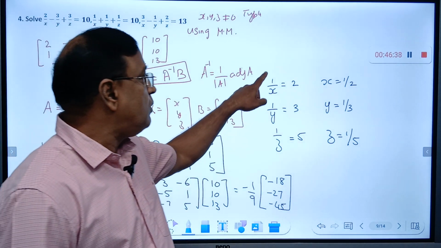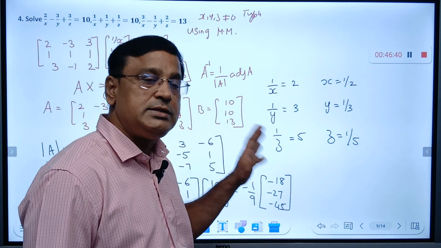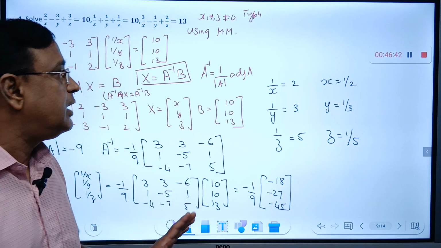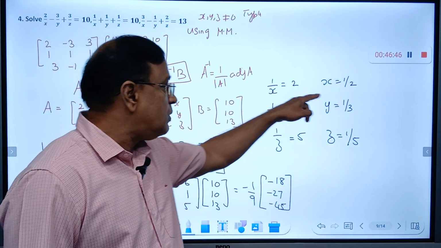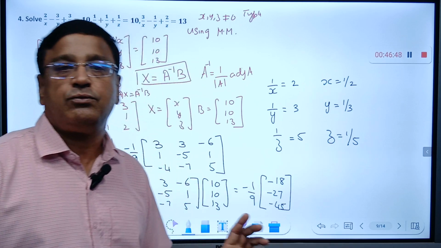Students make mistakes. They write 1 by X is 2 and write 2, 3, 5 as the answer. Half mark gone. So be careful. 1 by X is 2, therefore X is 1 by 2. Y is 1 by 3. Z is 1 by 5. This is what you should do.